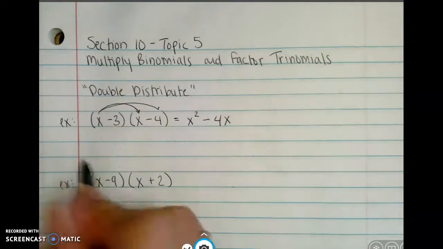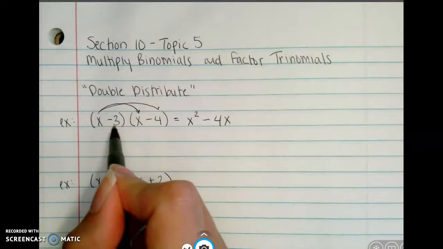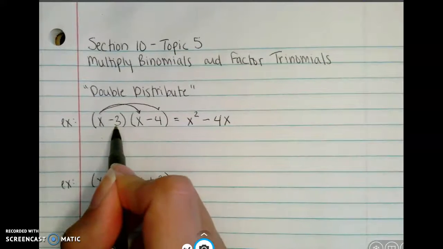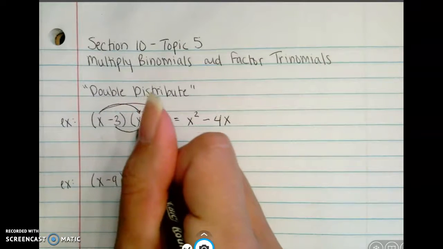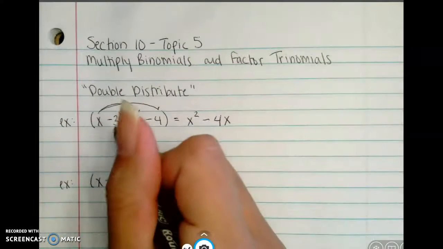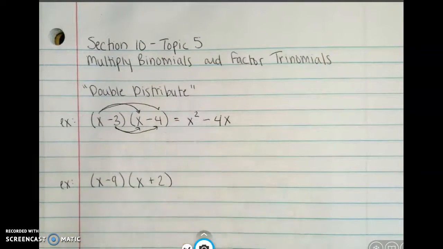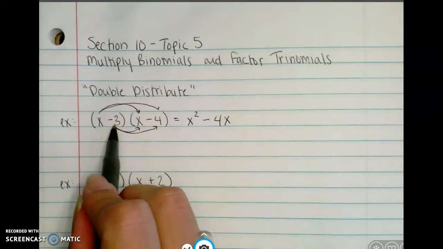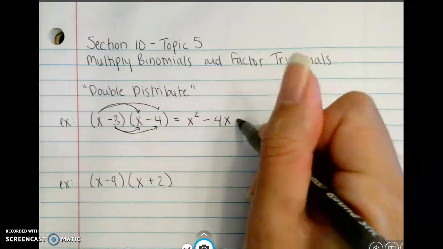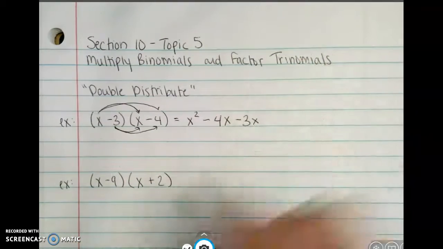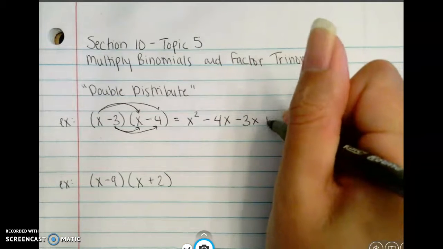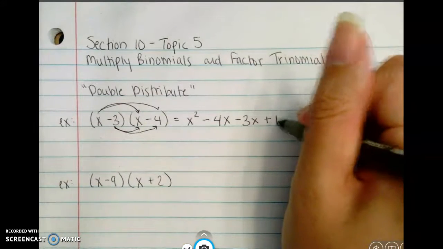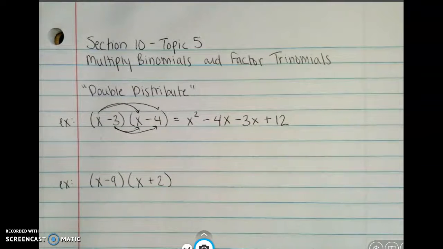The second step is when we double distribute with the -3. The -3 hasn't multiplied to anything yet, so we're going to do that now. -3 times x and -3 times -4. So -3 times x is -3x. And -3 times -4 is positive 3 times 4, which is 12.